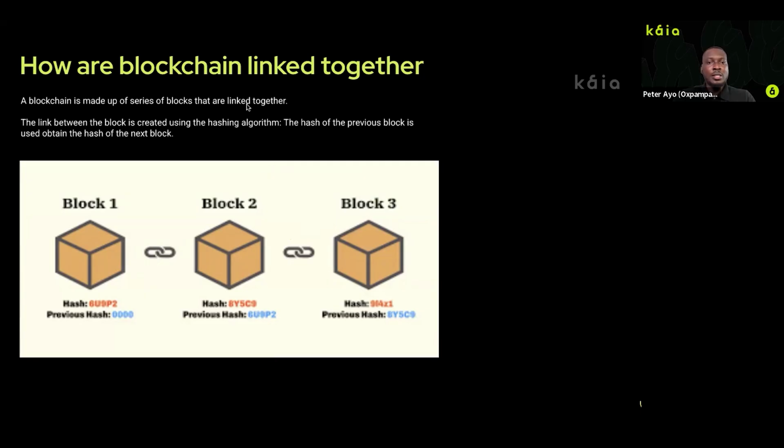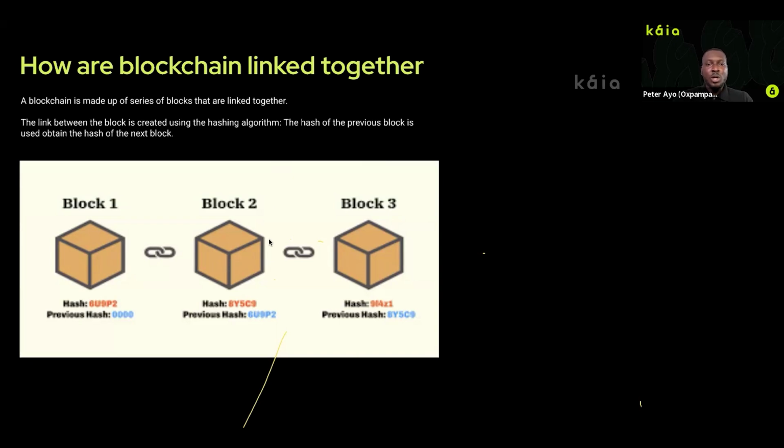Exactly. So it's tamper proof. Whatever you get to store on the blockchain remains on the blockchain because of the nature and the mechanism at which the blockchain has been built.